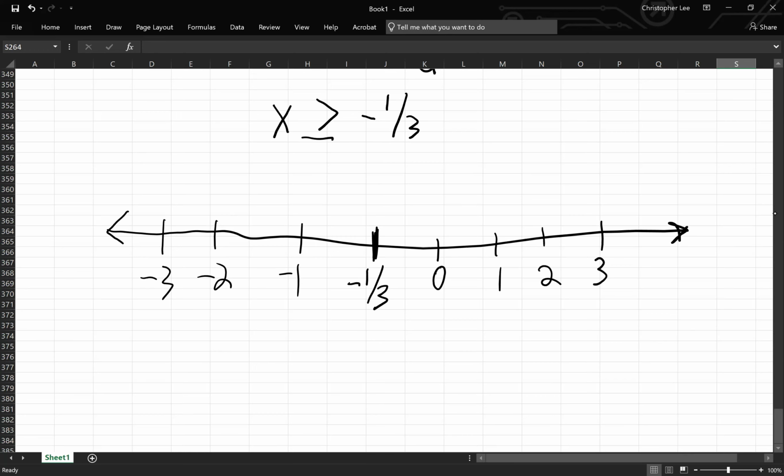Okay. This is greater than or equal to, so I'm going to do either a dark circle or a bracket. I kind of like the brackets myself. I'm a bracket person, right? So here goes my bracket. And I want the numbers that are greater than or equal to negative one third, so those are all the numbers to the right of it. And that's it. That's the graph. If you did a closed circle, that's still correct. That's all right. No problem. Any questions on this?